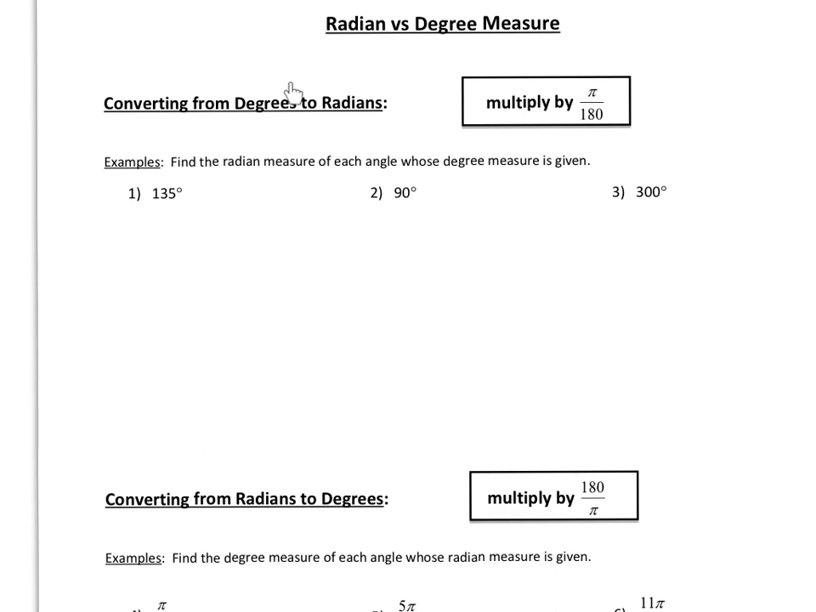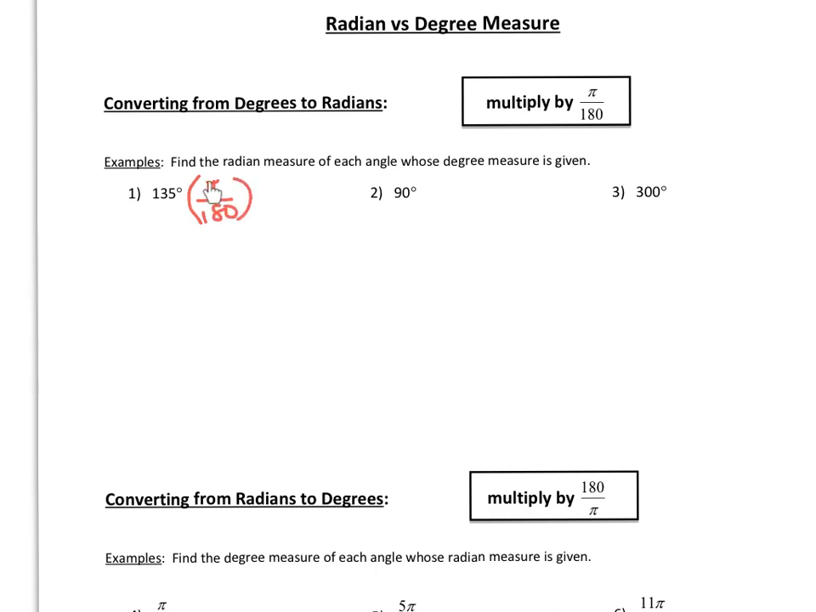Now, up until now, we've really always talked about degrees, but now we're going to bring radians into it. Now, in order to convert from degrees to radians, what we do is we multiply by pi over 180. Okay, so in number 1, it says they want us to find the radian measure of each angle whose degree measure is given. So if we have 135 degrees, if we want to convert that to radians, all we do is we take that and we multiply it by pi over 180.